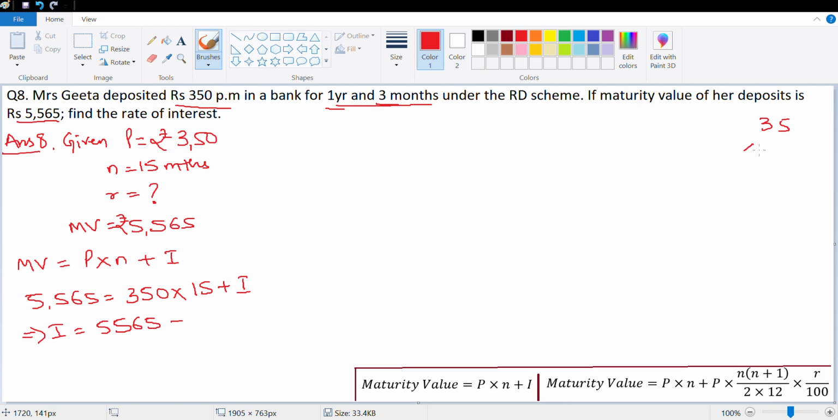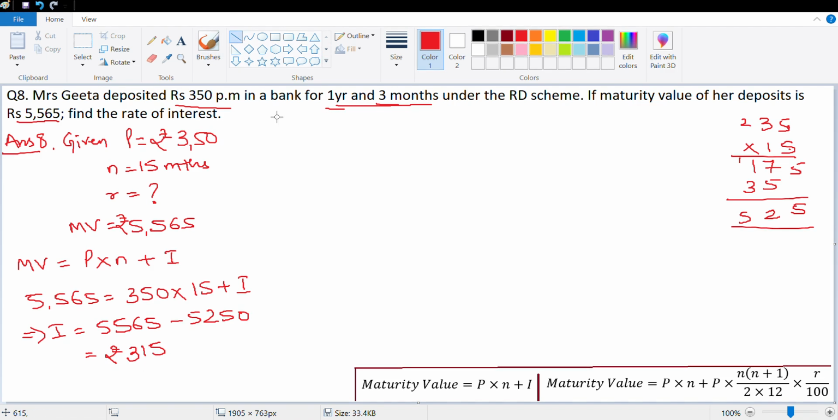Let's calculate 35 into 15. This is 5 into 5, 25. 15 plus 2, 17. This is 5 and 3. 5, 7 plus 5, 12. That's 525, which means minus 5,250, which means this is equal to 315. So the interest is rupees 315.